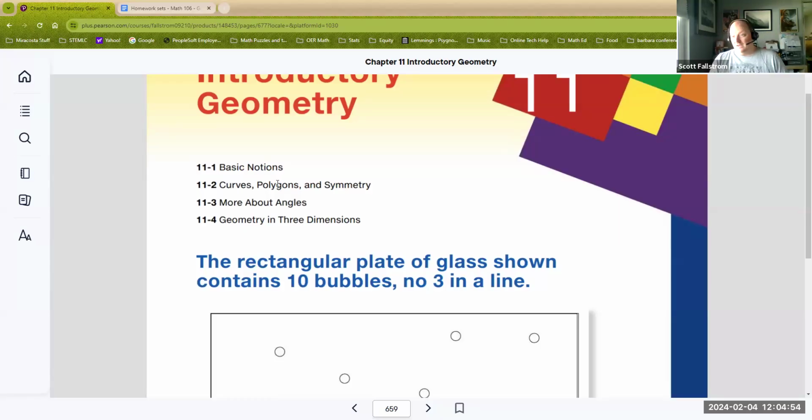Poly for many, many-sided. The gon is the side, so polygon just means many sides. Later, we'll get to three dimensions in geometry, and we'll see things called polyhedron. A hedron is like a head, so like a face. So it's many faces. Those are three-dimensional shapes, like a cube. If you think about it, that has many faces on it. Whereas polygons are two-dimensional and flat: squares, rectangles, triangles, a rhombus, things like that.